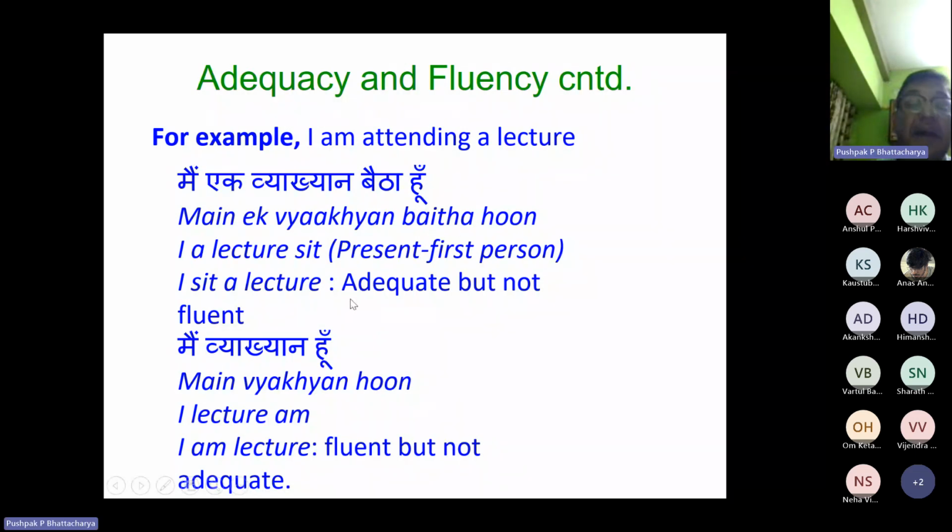I am attending a lecture. I am not the lecture. So मैं व्याख्यान हूँ means I am the lecture. So here the adequacy has been violated. In the first example, fluency has been compromised.